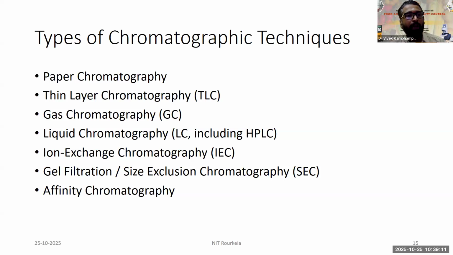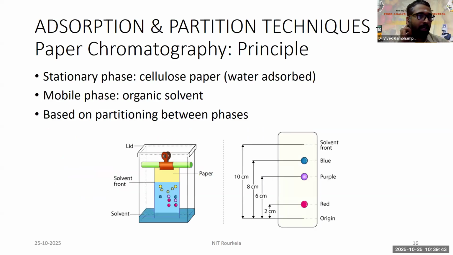So the first one is paper chromatography. This is the first chromatography, using paper as a stationary phase, and this particular chromatographic principle was established. Then come thin layer chromatography, gas chromatography, and liquid chromatography. In liquid chromatography, you have HPLC, ion exchange chromatography, gel filtration, size exclusion chromatography, and affinity chromatography. These are the commonly used chromatographic techniques in the food industries.